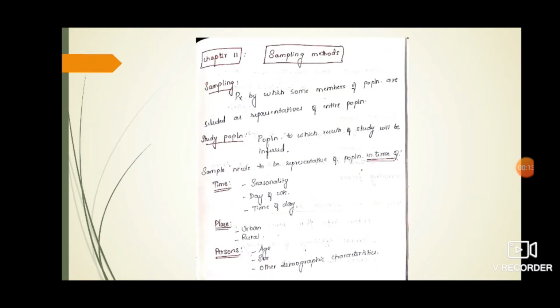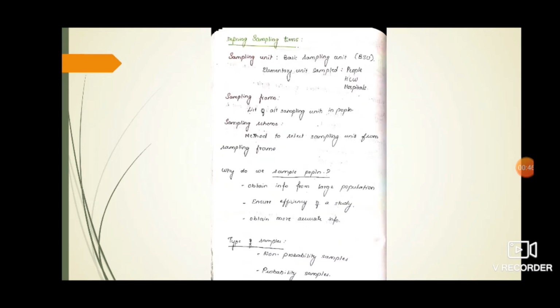Sampling is a procedure by which some members of the population are selected as representatives of the entire population. Study population is the population to which results of a study will be inferred, and the sample needs to be representative of the population in terms of time, place and person. In terms of time, it should represent the seasonality, day of week, time of day. In place, it should mention whether it is urban or rural, and in person, it should be specific to the age, sex and other demographic characters.